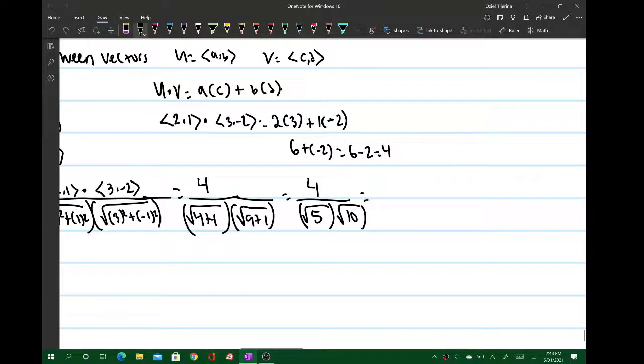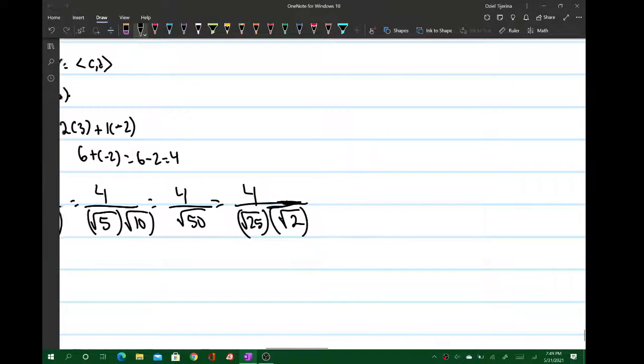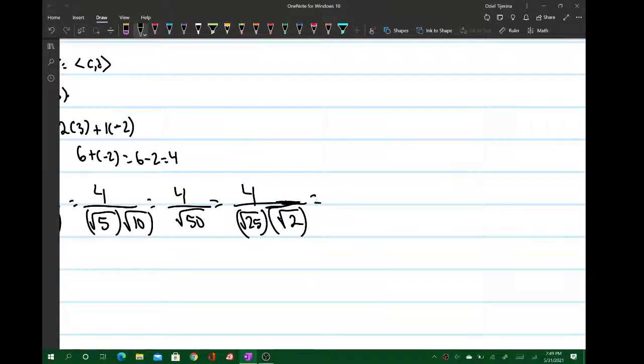So then this gives us 4 over the square root of 50, and then we can simplify the square root. We can say that this is equal to 4 divided by the square root of 25 times the square root of 2, right? I'm going to put parentheses just so that you guys don't get confused between dot product and all that other stuff, because if I put a dot, then you're going to think it's dot product, and it's not, it's multiplication. So it's going to be 4 over 5 square root 2.